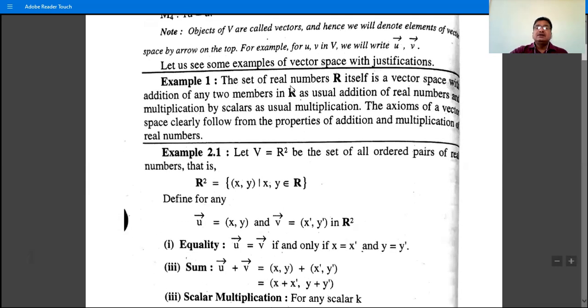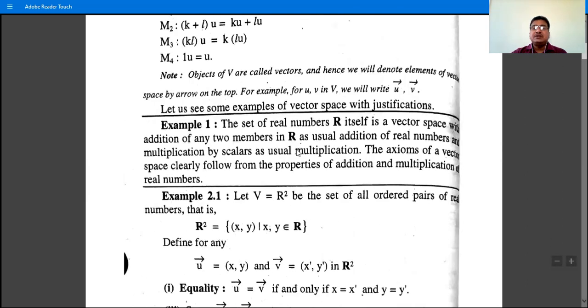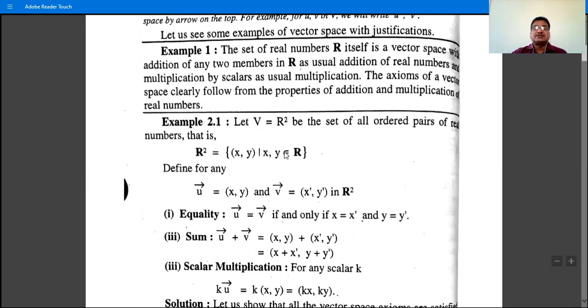And therefore the set of real numbers R with the two operations, that are what? Usual addition and usual multiplication. So R is a vector space under these two operations. Okay, but the set of natural numbers and the set of integers are not vector spaces.